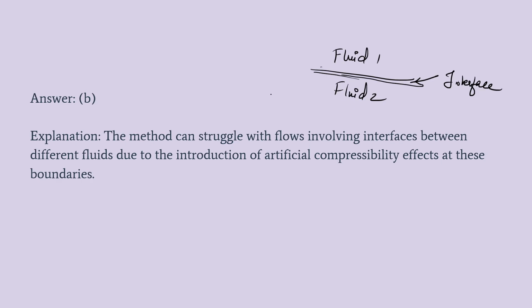But our artificial compressibility method fails there because this is a portion where the pressure as well as the density of the fluids matter. Because there are two different fluids, the density will be different for these two fluids, and also the pressure acting upon one fluid due to the presence of the other fluid will be different. So in such cases, capturing the interface of multi-phase flows will be a difficult thing for the artificial compressibility method. So our option is option B.